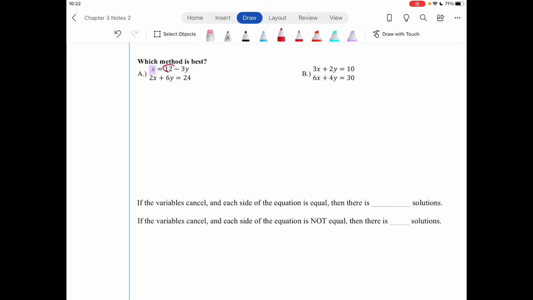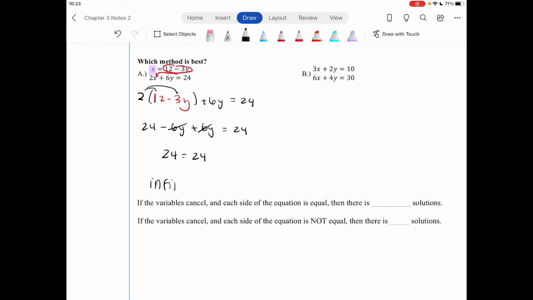We can take 12 minus 3y and plug it in for x in the second equation, which means we have 2 times 12 minus 3y plus 6y is equal to 24. Go ahead and distribute. 24 minus 6y plus 6y equals 24. Simplify, our y's cancel out, and we have 24 equals 24. We're going to notice we have no variables in this case. Since this statement is true, we're going to have an infinite number of solutions.